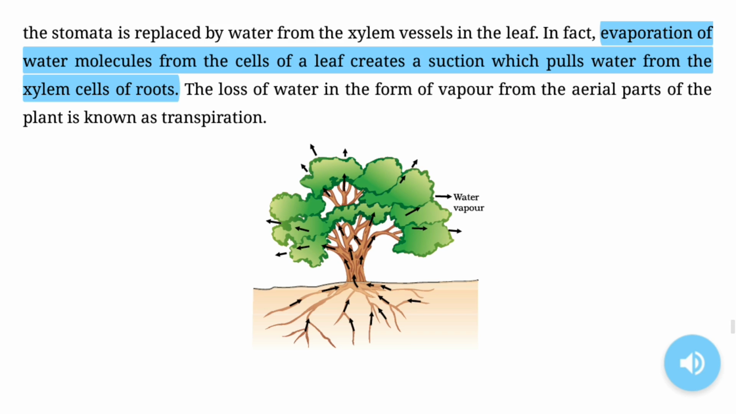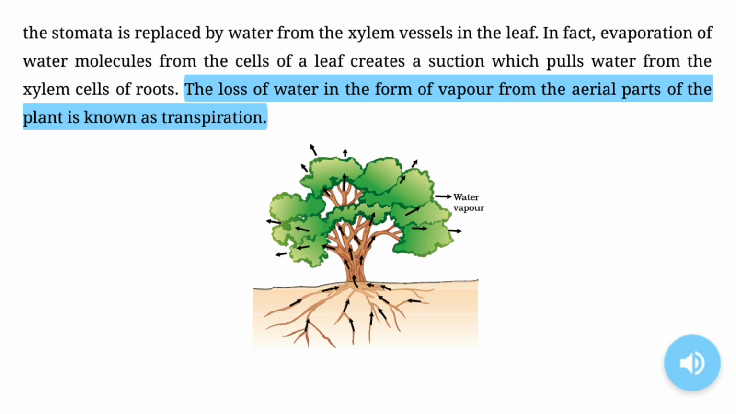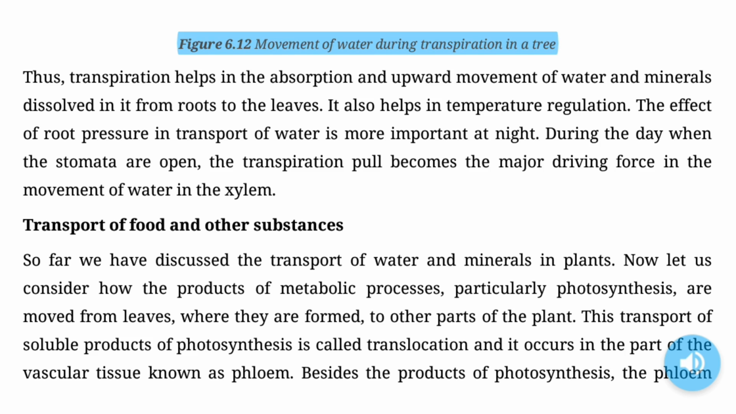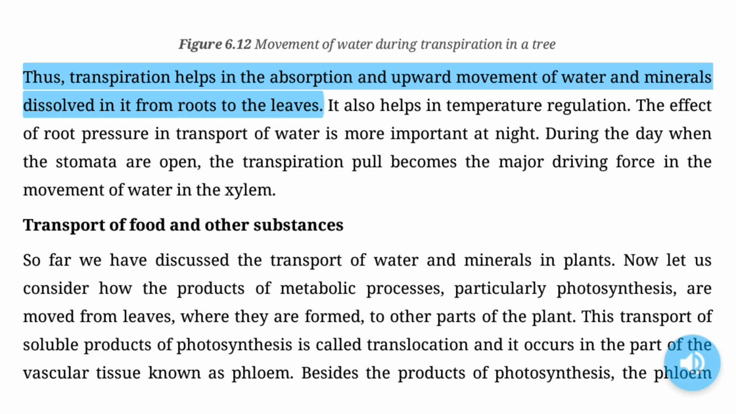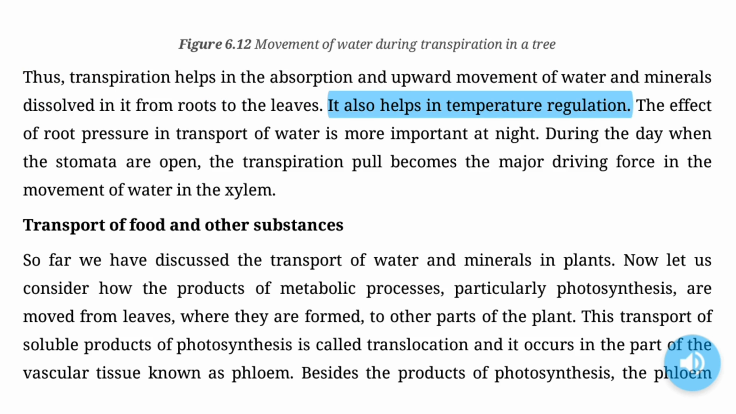In fact, evaporation of water molecules from the cells of a leaf creates a suction, which pulls water from the xylem cells of roots. The loss of water in the form of vapor from the aerial parts of the plant is known as transpiration. Figure 6.12 Movement of water during transpiration in a tree. Thus, transpiration helps in the absorption and upward movement of water and minerals dissolved in it from roots to the leaves. It also helps in temperature regulation.